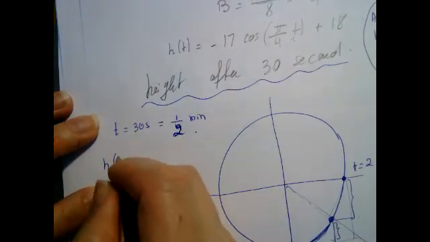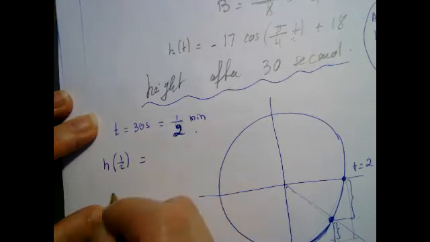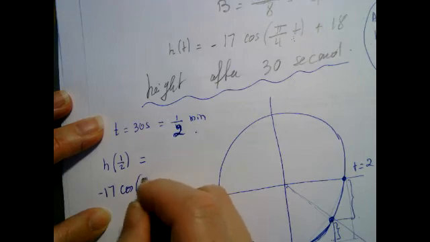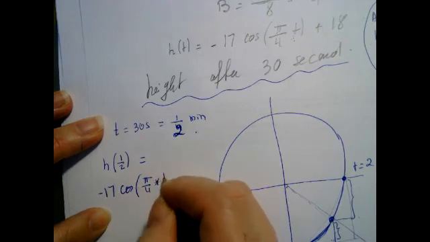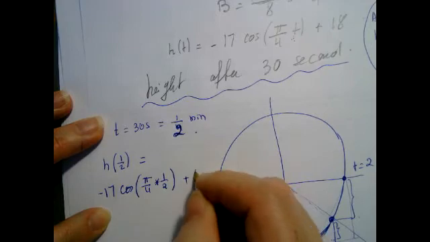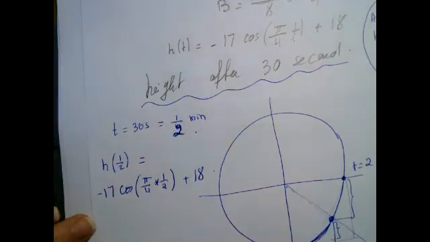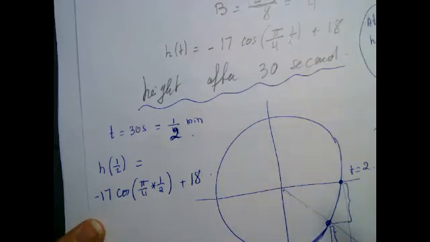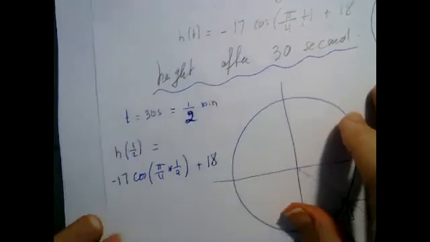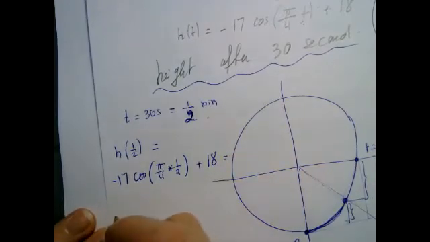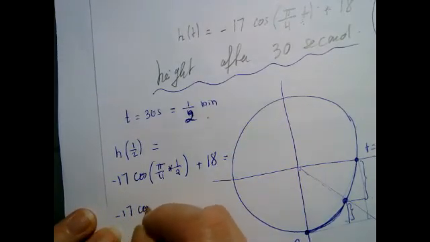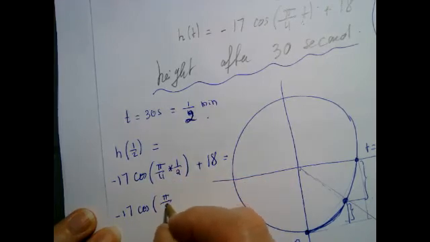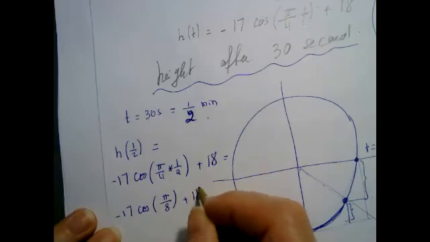So after half a minute, the height is minus 17 cosine of pi over 4 times a half, plus 18. And that's really the goal of this formula: at any moment in time, if you want the height, you plug it back into this formula. And then this is going to be equal to, and now probably we need our calculator. You multiply the numerator over the product of the denominator, plus 18.